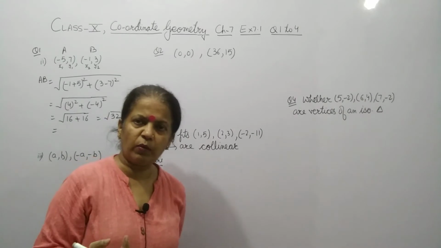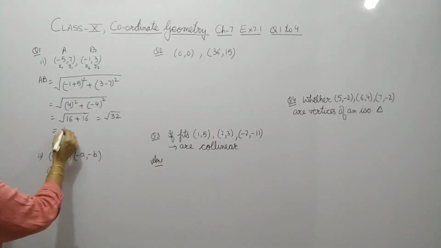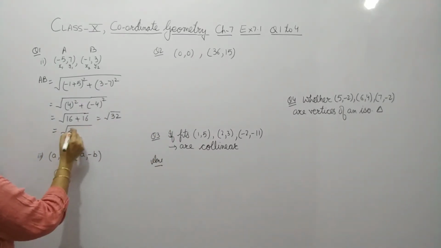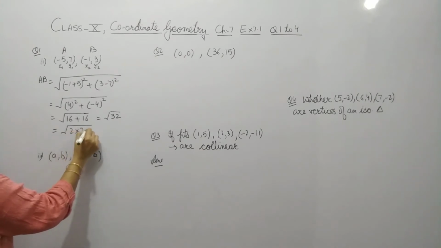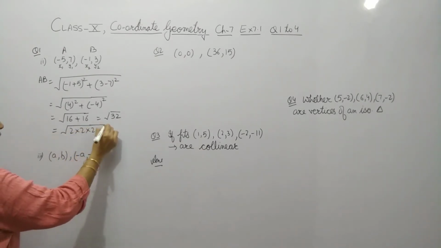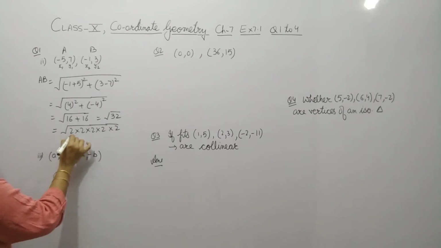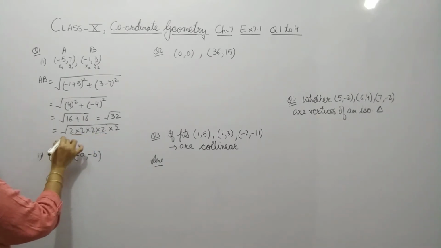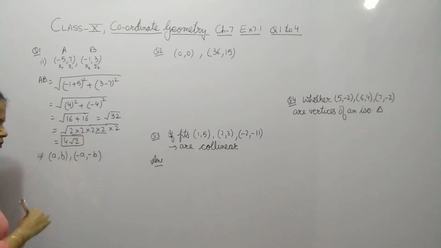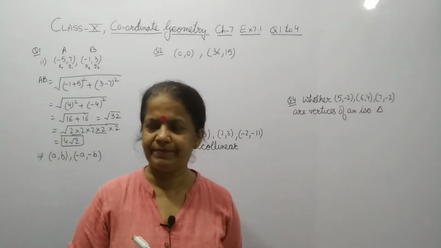Okay. Now what will you do? You will make the factors of 32. So it will be 2 five times. So make the factors. So it will come as 4 root 2. So this is the answer. Is it clear? Okay.